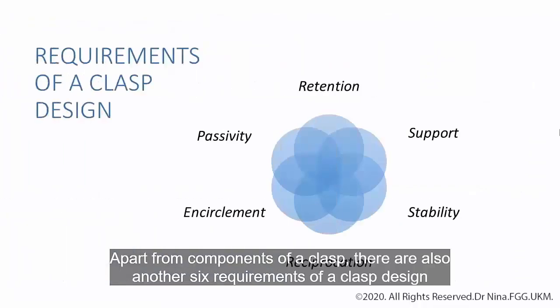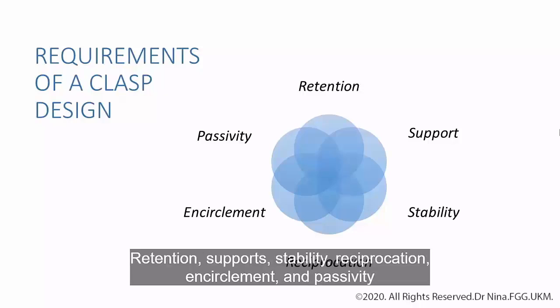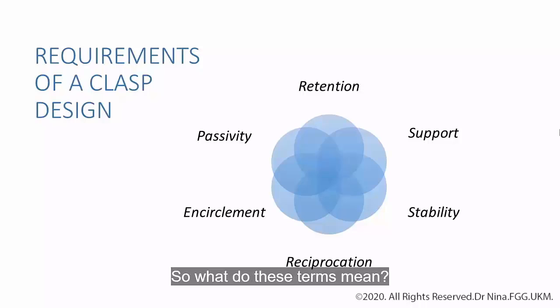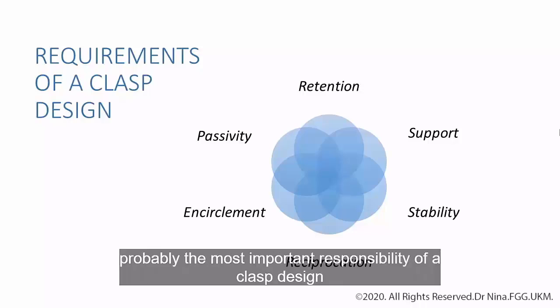Now, apart from components of a clasp, there are also 6 requirements of a clasp design. It's important for you to take note of all these requirements in order to construct a fully functional clasp. The requirements are retention, support, stability, reciprocation, encirclement, and passivity. So what do these terms mean? Retention, if you look up the definition, is the capability of an RPD to resist vertical dislodging forces during function, and is probably the most important responsibility of a clasp design.